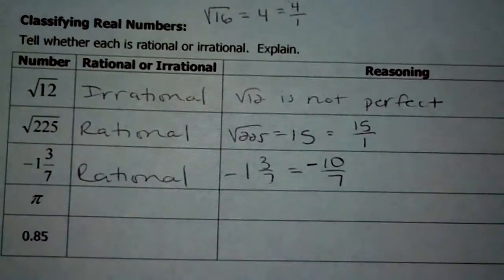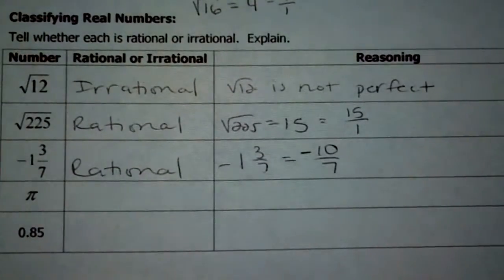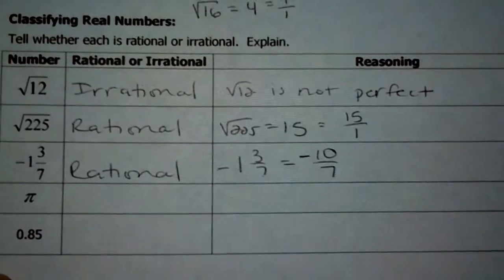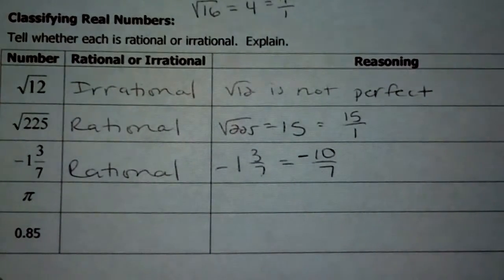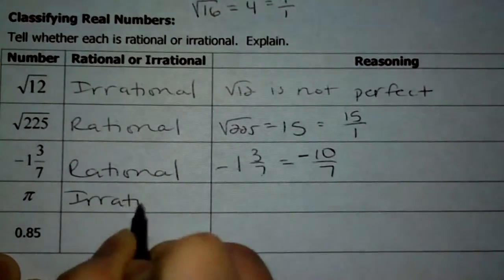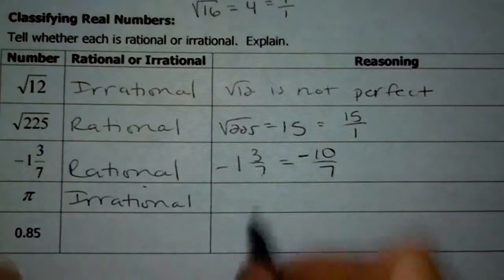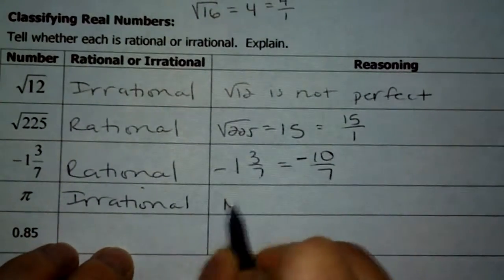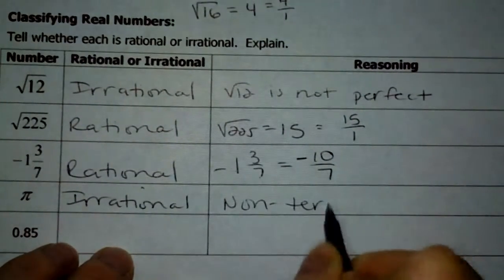All right, pi. This is up on our list up there, right? When you see pi, that represents a non-terminating decimal, and we said that non-terminating or repeating decimals are irrational. So I'm going to write irrational. You should too. And the reason being, it's because it's non-terminating.